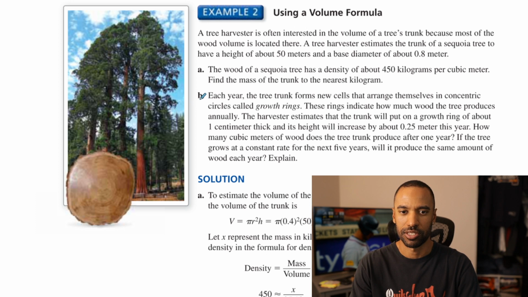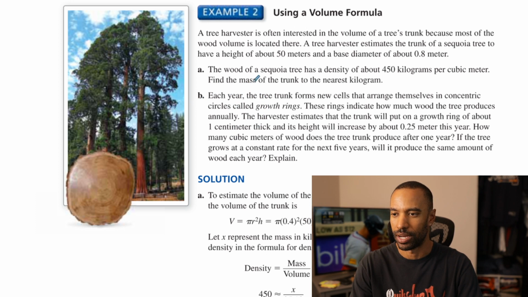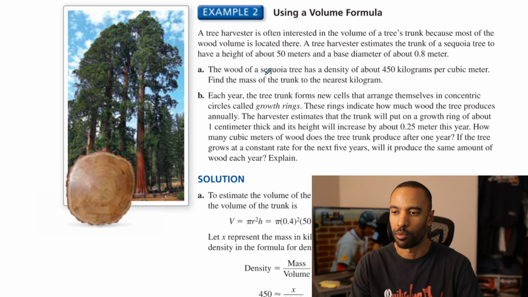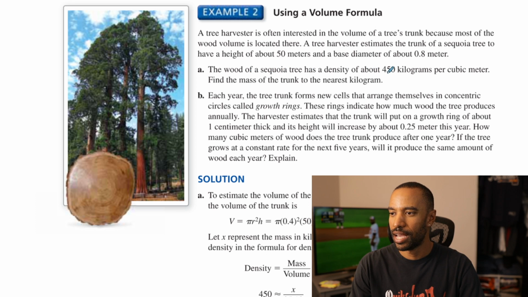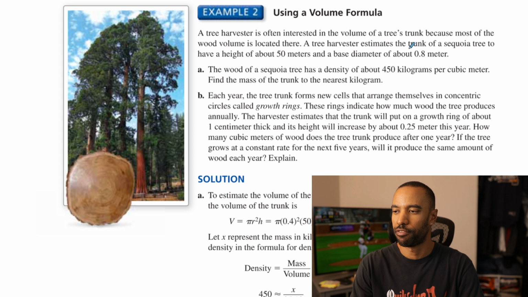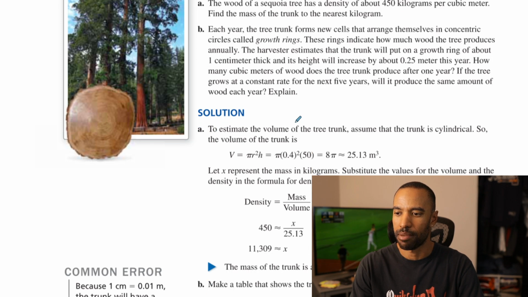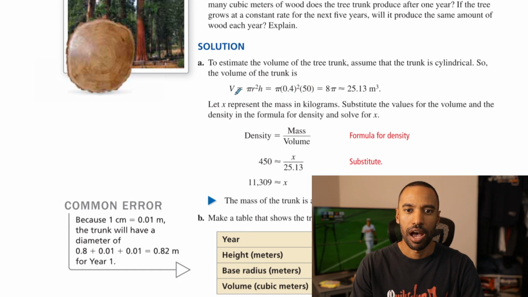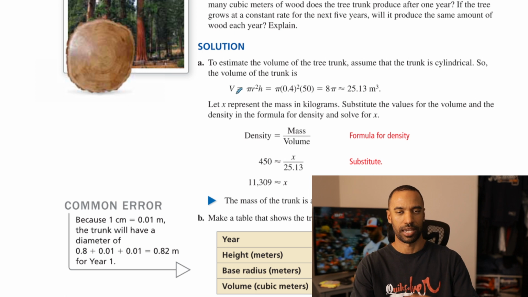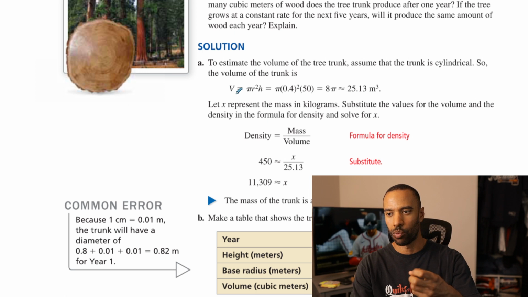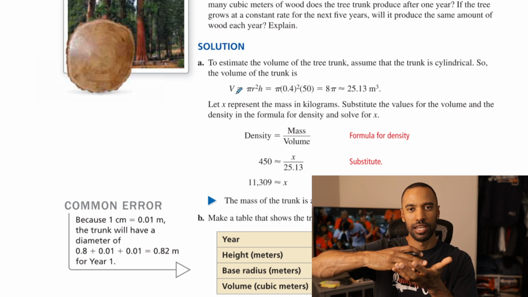Before we do part B, let's take a look at part A, just because that's a lot that's written, and I don't want to forget what we just talked about here. So the wood has a density of 450 kilograms per cubic meter. Find the mass. We have to first find the volume of this tree with a height of 50 meters and a diameter of 0.8 meters. The volume of a cylinder, which is what a tree trunk essentially is, is the area of the base times the height.